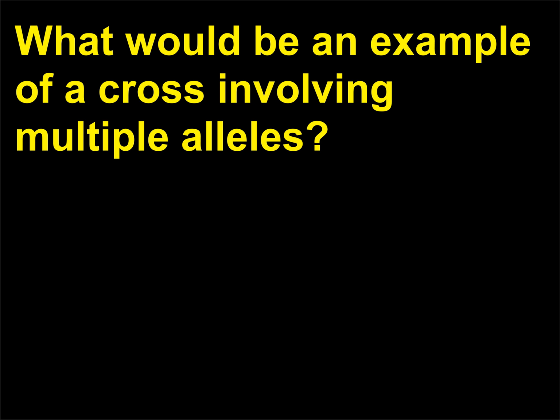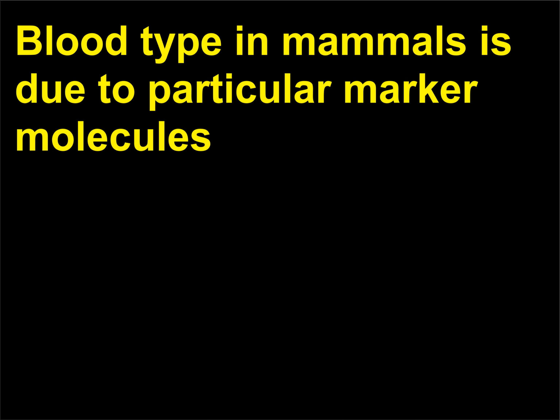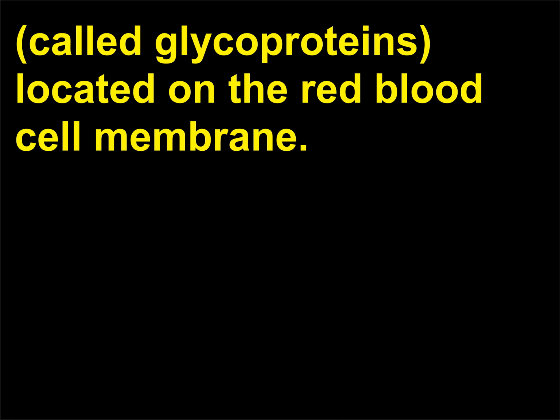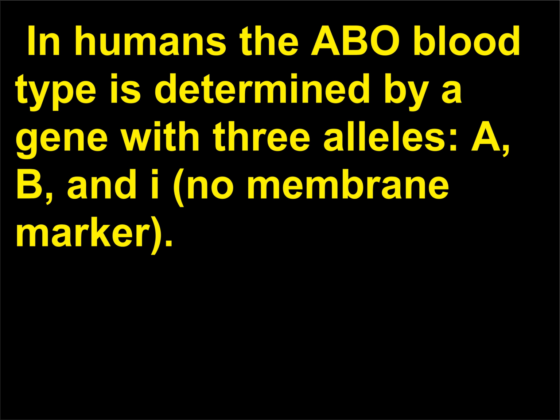What would be an example of a cross involving multiple alleles? Blood type in mammals is due to particular marker molecules, called glycoproteins, located on the red blood cell membrane. In humans, the ABO blood type is determined by a gene with 3 alleles, A, B, and I, no membrane marker.